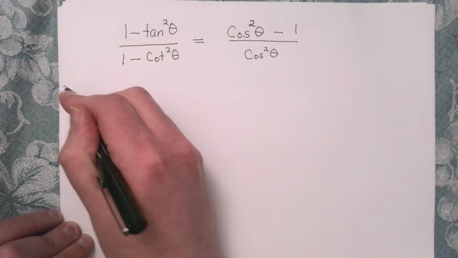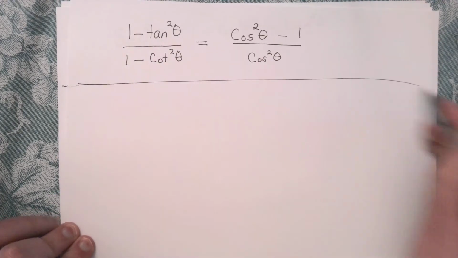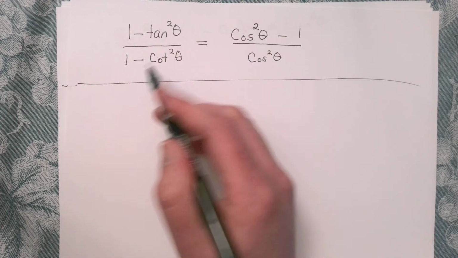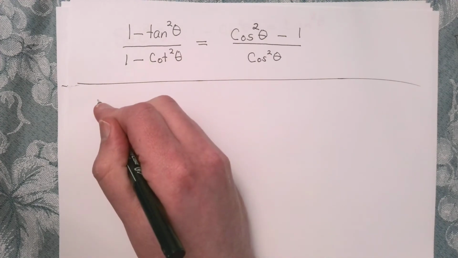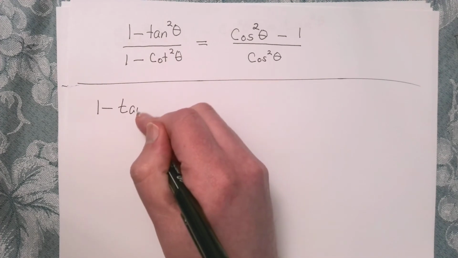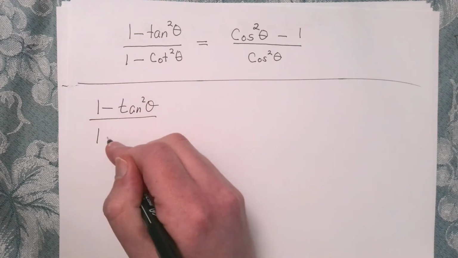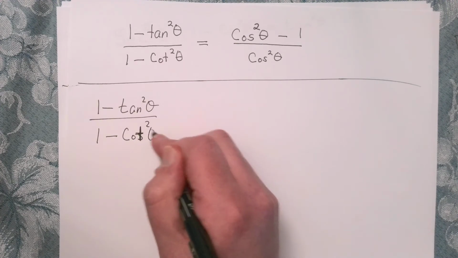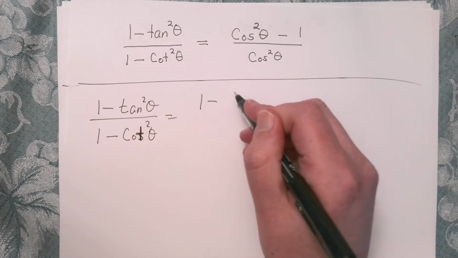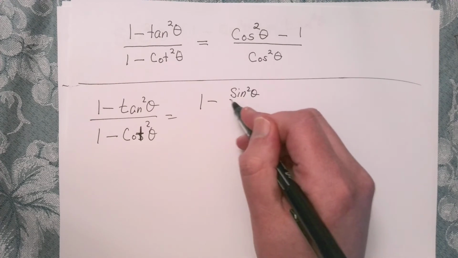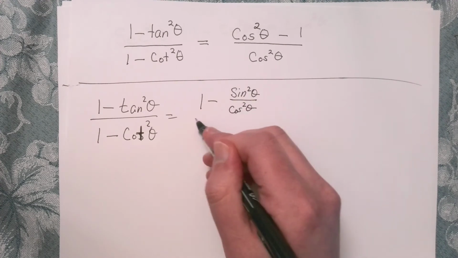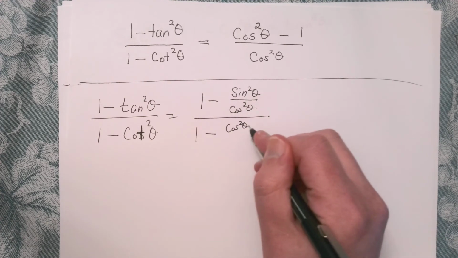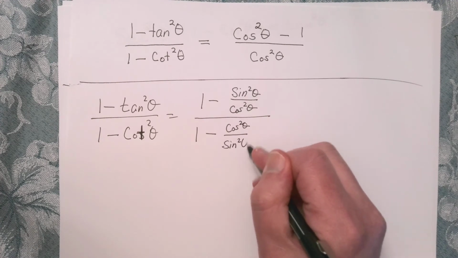All right. Let's see what's going on here. Let's work with the left side and try and turn it into the right side. Let's see what happens. So we want to get to a statement about cosines. So let's rewrite everything in terms of sines and cosines. So tangent squared, this is sine squared of theta over cosine squared of theta. And then cotangent, this is cosine squared of theta over sine squared of theta.